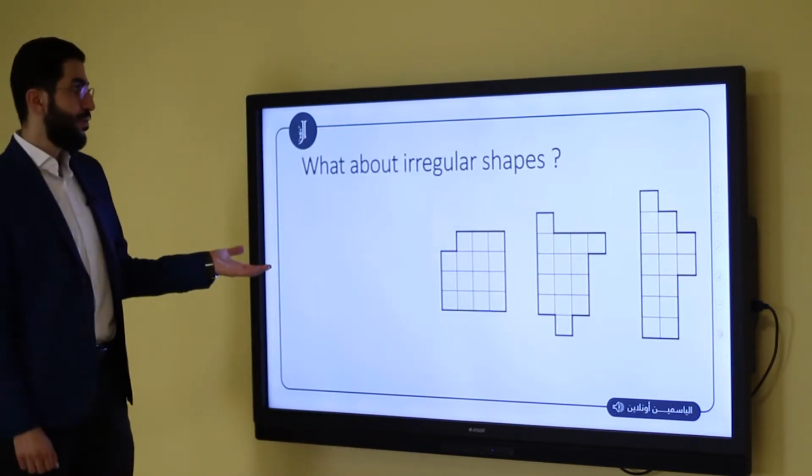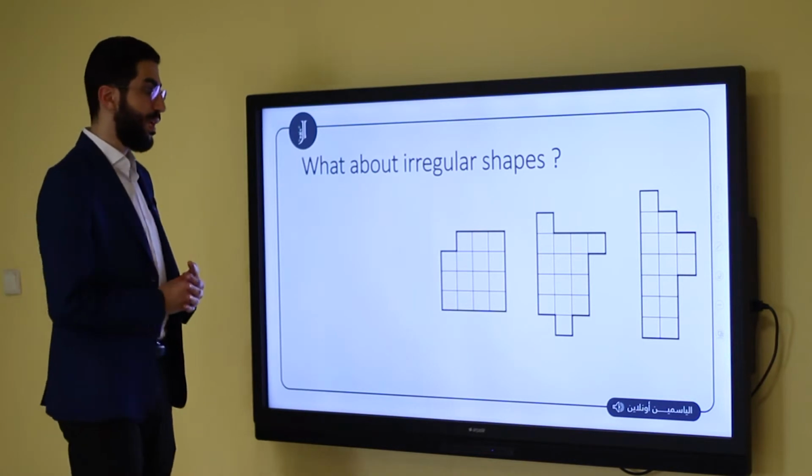Now what if we have irregular shapes? What can we do in this case?